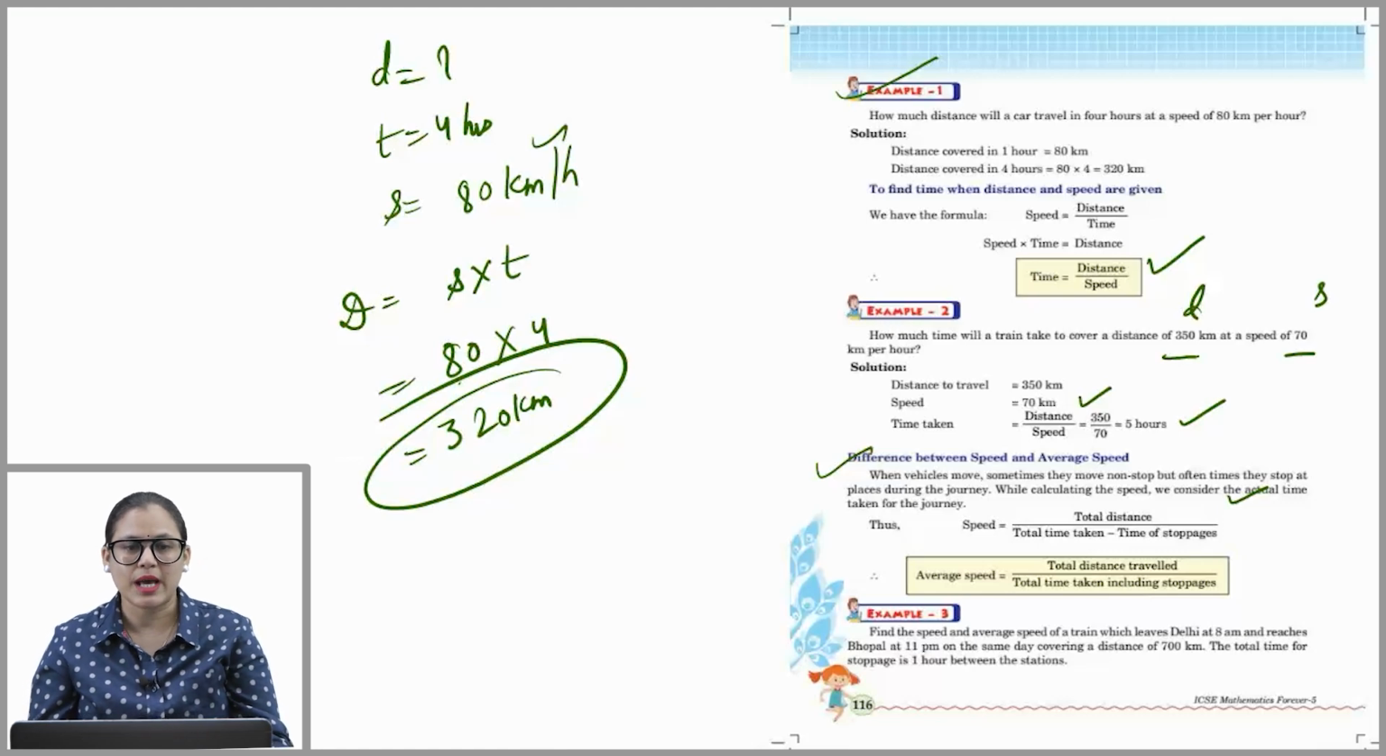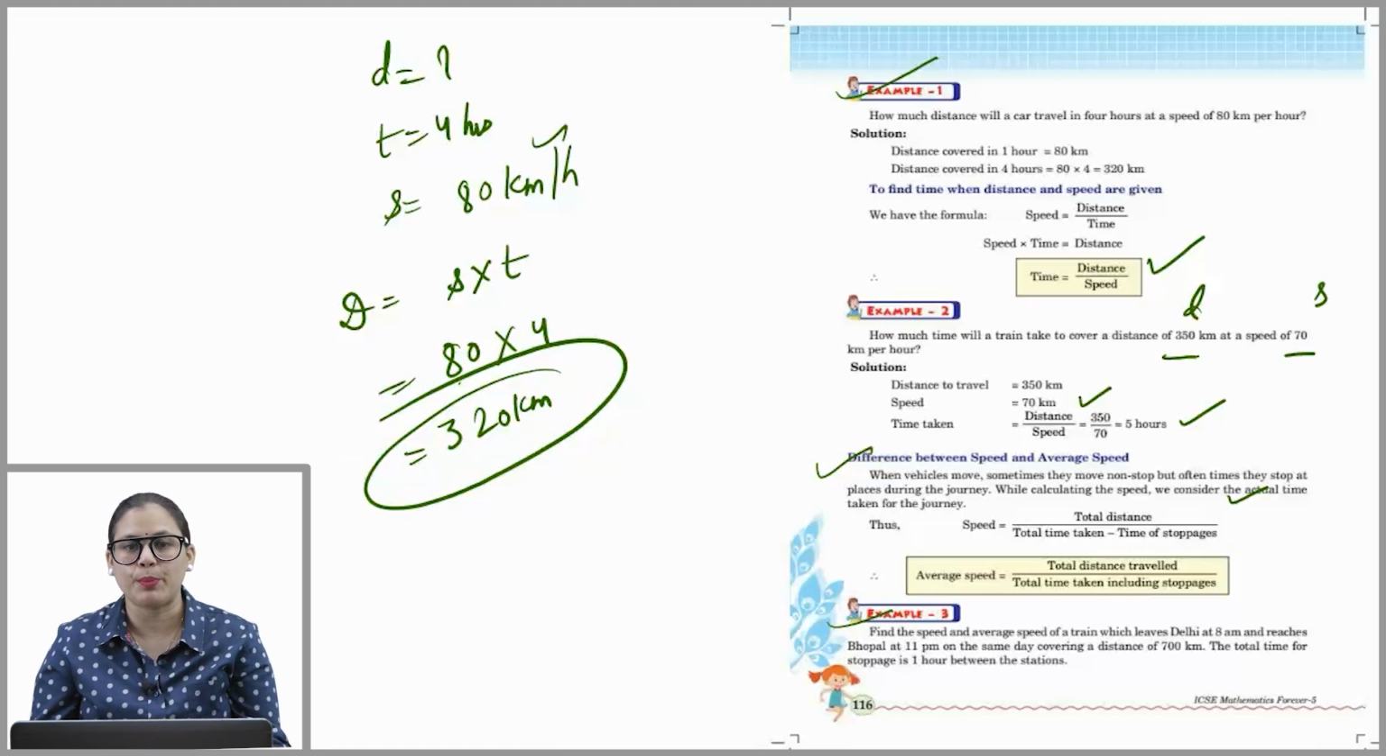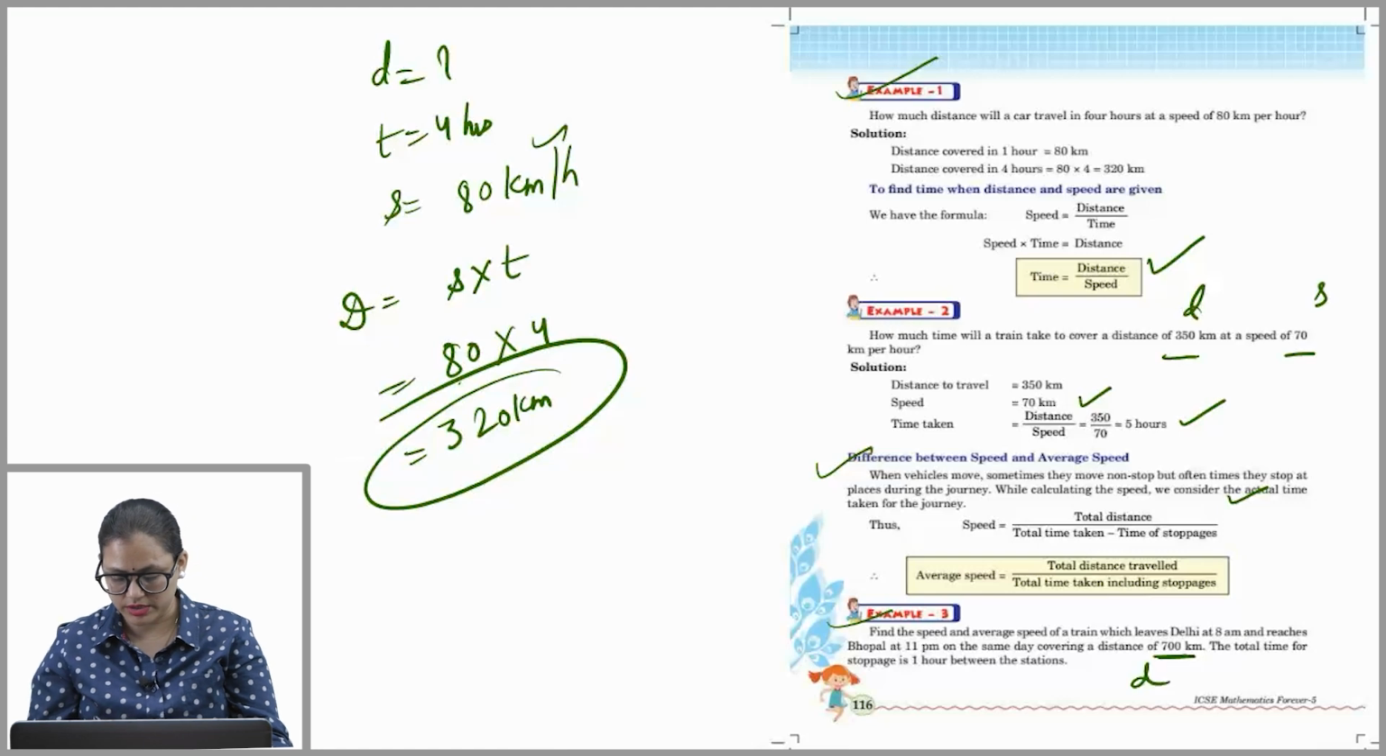Let's do example number 3. Find the speed and average speed of a train which leaves Delhi at 8 AM and reaches Bhopal at 11 PM on the same day, covering a distance of 700 km. The total time for the stoppage is 1 hour between the stations. In this question, we have to find speed as well as average speed. So this train leaves Delhi at 8 AM and reaches Bhopal at 11 PM, and the distance covered by the train is 700 kilometers.